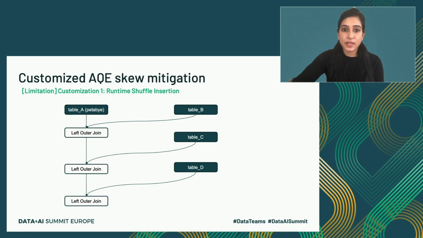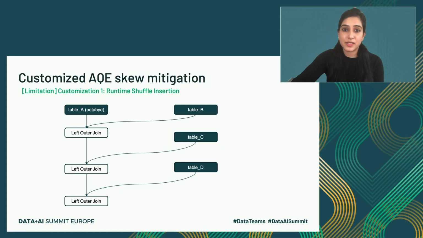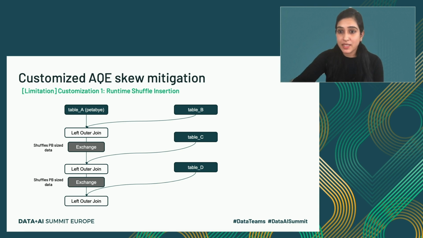Beyond this, we also identified further improvements that could be done on the above customization. Let's consider a query shape as this one. A petabyte-sized table joined with multiple tables with a single join type. In this case, if there is skew in the first table, the way we would mitigate it with the first customization is by introducing shuffles after each join. The physical DAG would include additional shuffles to mitigate skew. After each join, we would be shuffling petabyte-sized data, which is very inefficient in terms of CPU and I/O.